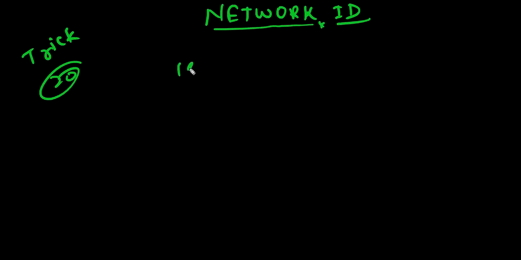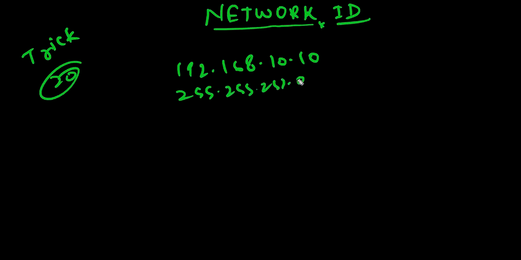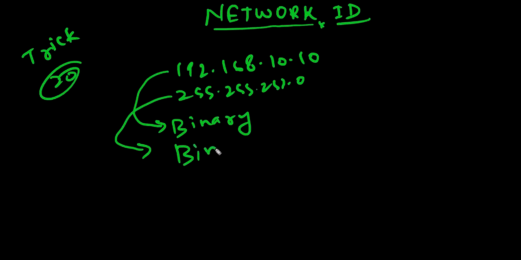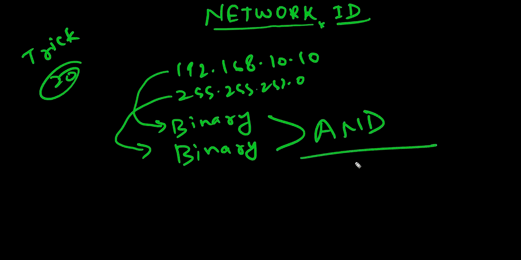We take an IP address just like 192.168.10.10, subnet mask 255.255.255.0. Then we convert this IP address in binary, and we convert the subnet mask in binary as well, right? And then we perform an AND operation, right? Then the value you get will be your network ID, fine.